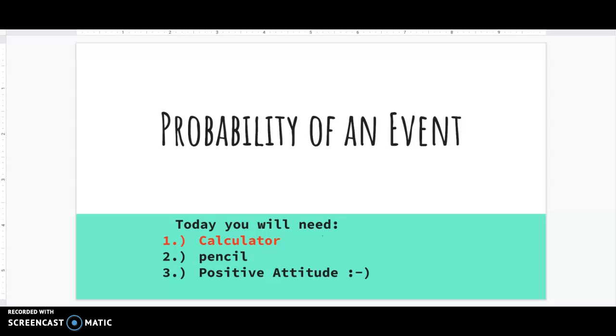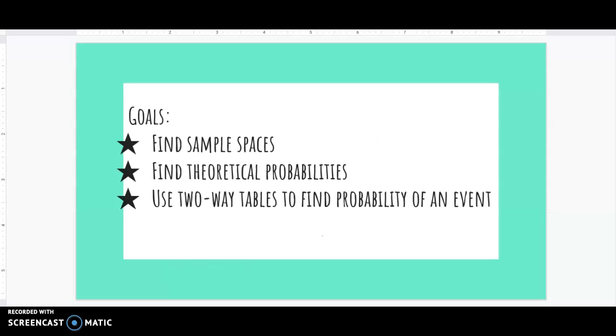Today we are talking about probability of an event. Our goals are to find sample spaces, find theoretical probabilities, and use two-way tables to find the probability of an event.